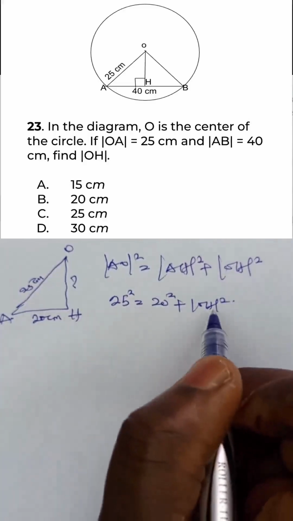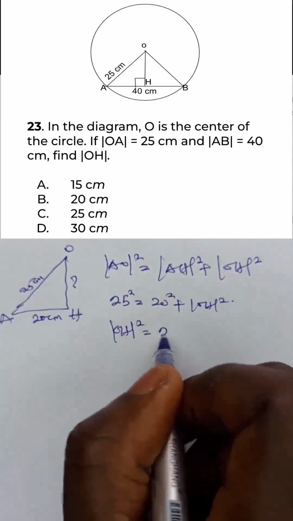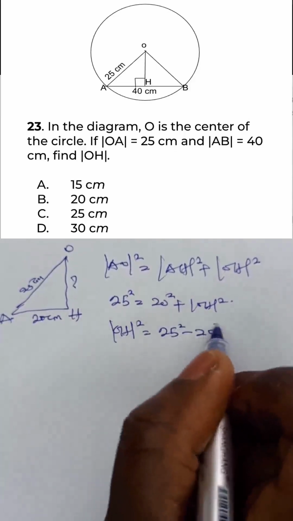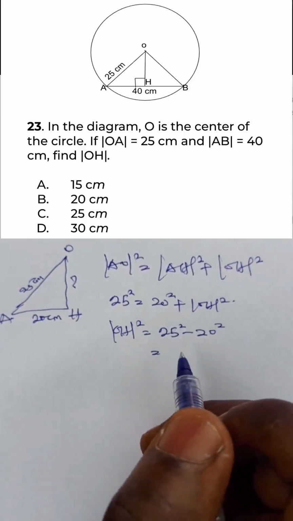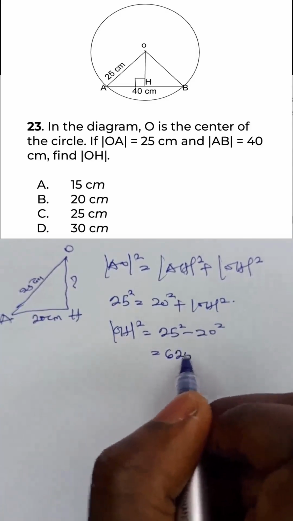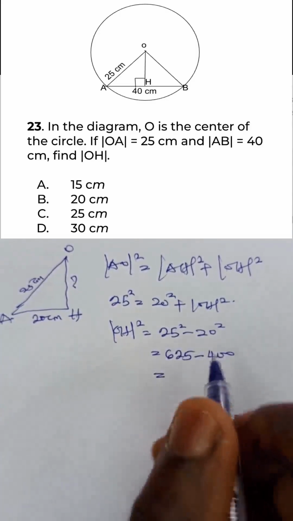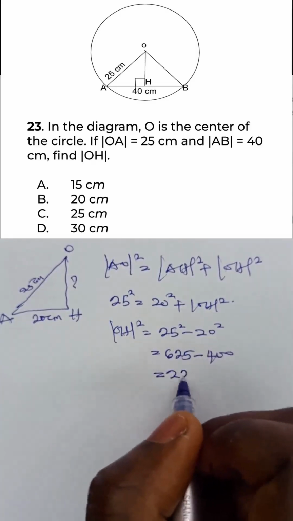So from here now, we can make this the subject of the formula. So we are going to have line OH squared is equal to 25 squared minus 20 squared. 25 squared is going to give us 625, minus 20 squared, which is 400. When you subtract the two, you are going to get 225.